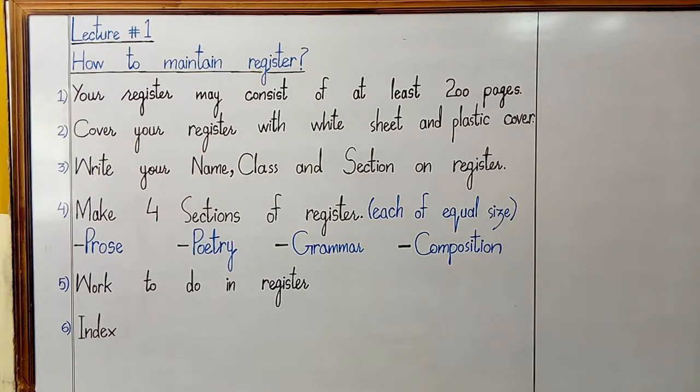Your secondary stage English book contains chapters, and all the chapters with text are called prose, and all the poems in your book are called poetry. Then we may practice some grammar topics in grammar sections, and we will cover some topics of composition too in composition section.